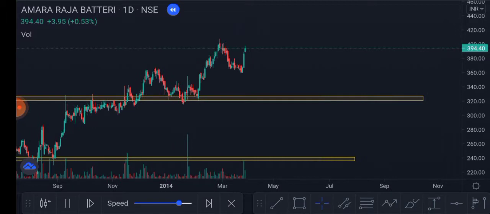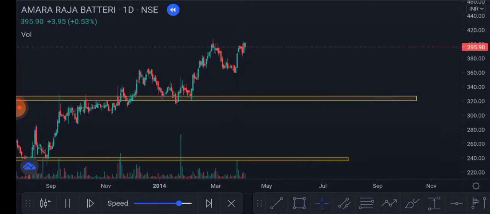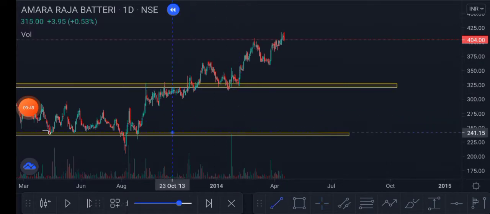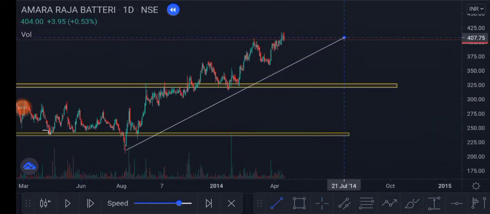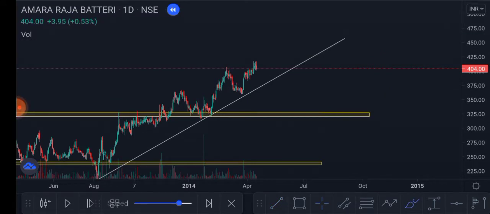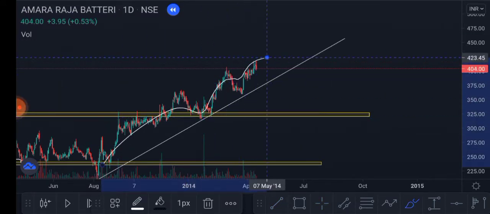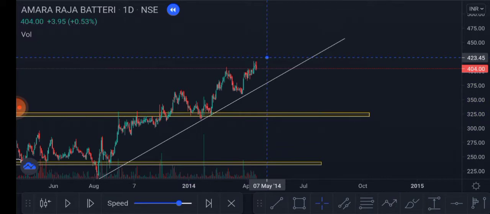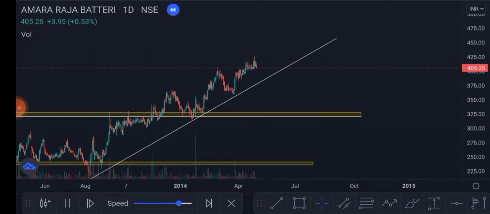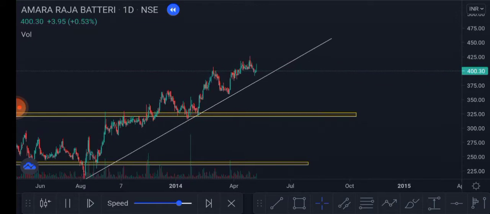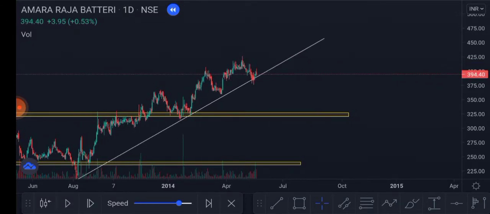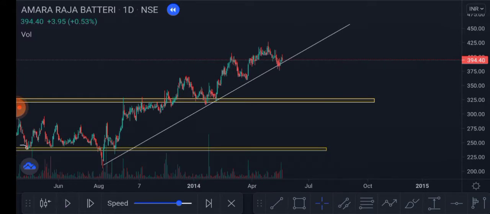I'll buy the stock if it comes to this area of interest. Even here I can draw a trend line. This will be acting as support, and whenever the market came to this area, it started to bounce. Okay, the market is exactly at support.